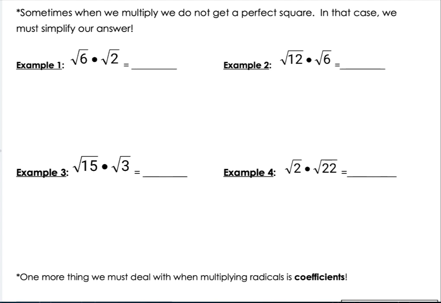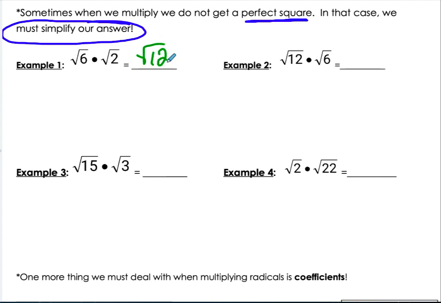Now, not every time are we going to get a perfect square. So when we don't, we just simply need to simplify our answer. So square root of 6 times square root of 2 is square root of 12, which is really the square root of 4 times the square root of 3, or 2 square roots of 3.